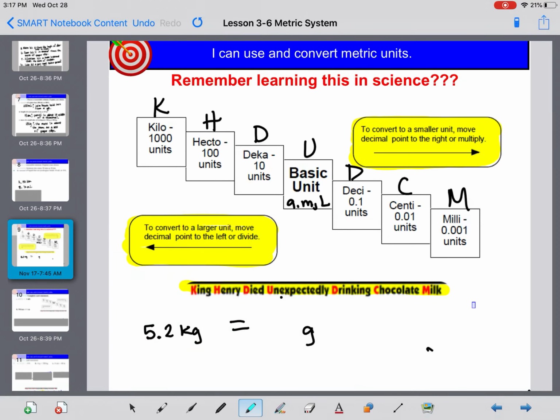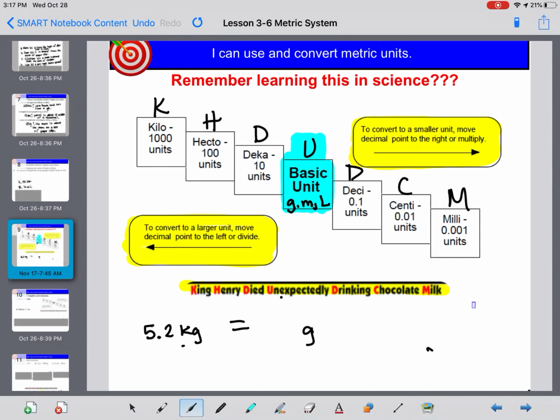It's important to remember that this U stands for unit. Your basic units are grams, meters, and liters. This chart can be used for any metric system, not just grams, not just meters, not just liters. So let's try one. In my example problem, 5 2/10 kilograms is how many grams?